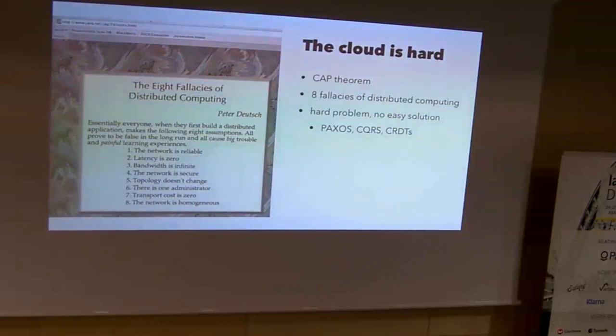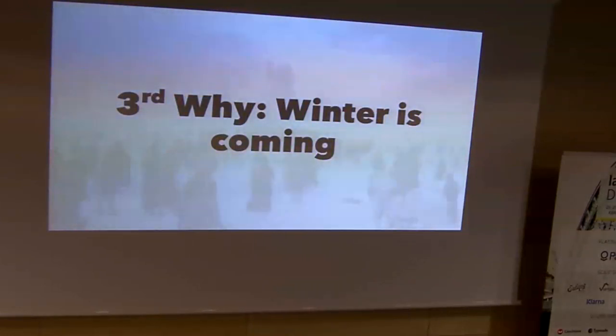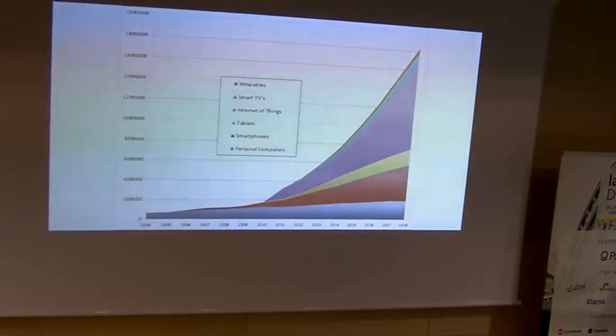However, who is watching Game of Thrones here? Yes? So you may have heard, winter is coming. That's winter, this part here. According to Gartner, we will end up with 26 billion connected devices in 2020. That's in 5 years. And someone will have to deal with these things.